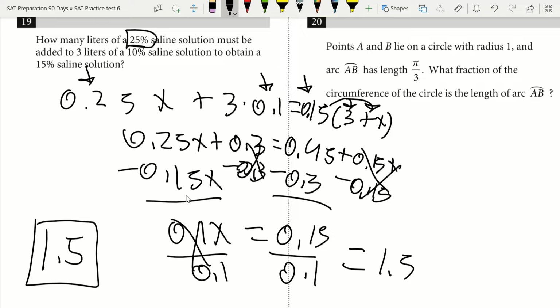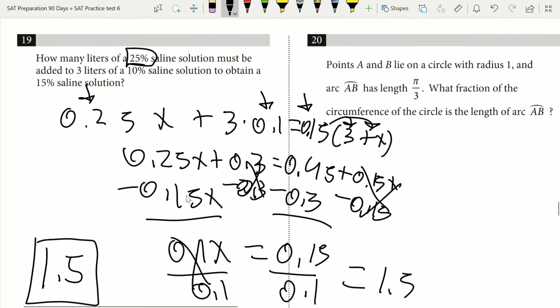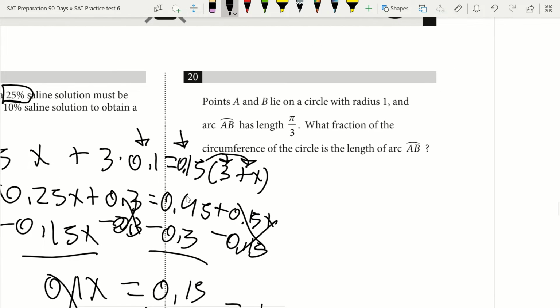Okay, now we got question 20. We're going to quick glance at that one as well. We got points A and B lie on a circle with radius 1. An arc AB has length pi over 3. What fraction of the circumference of the circle is the length AB? So AB is pi over 3. We know that that's our arc length. We're asked for the fraction of the circumference is that arc length.